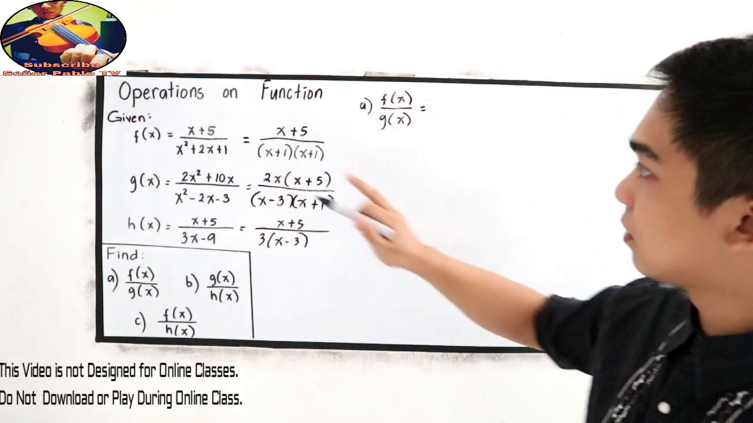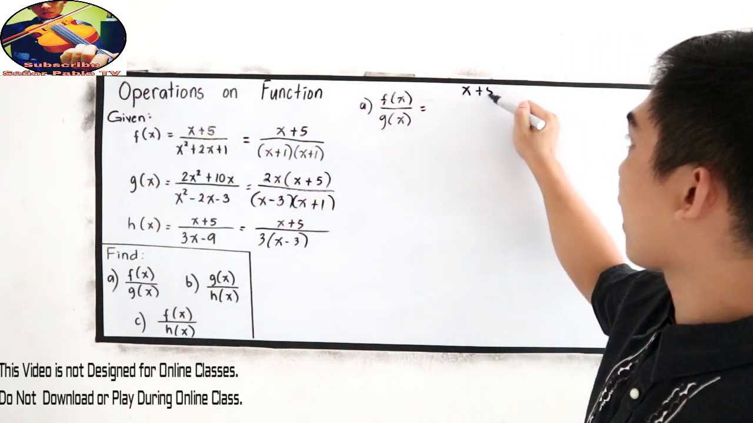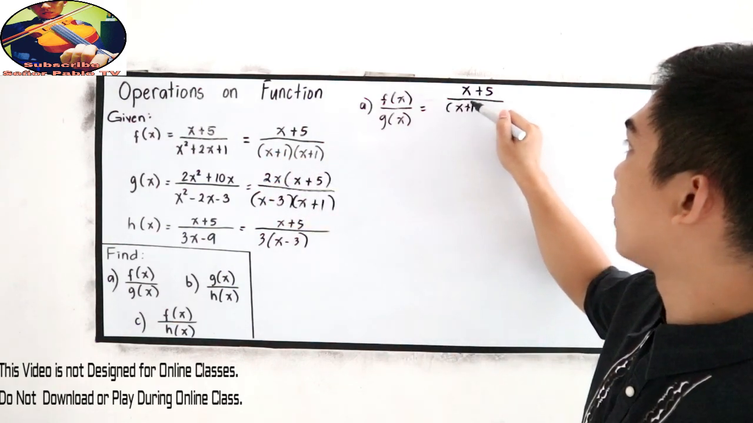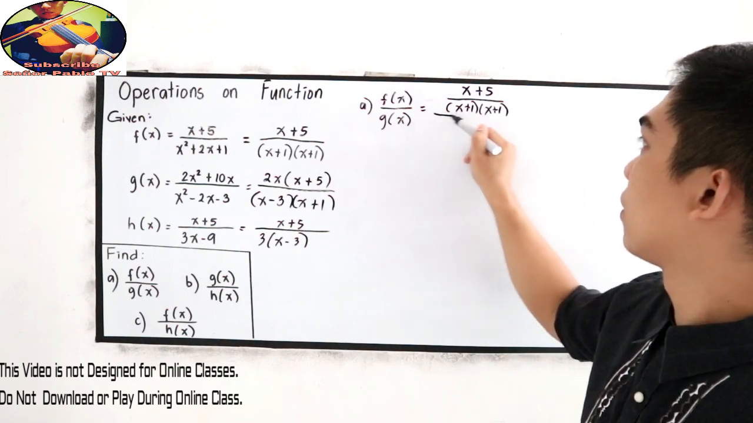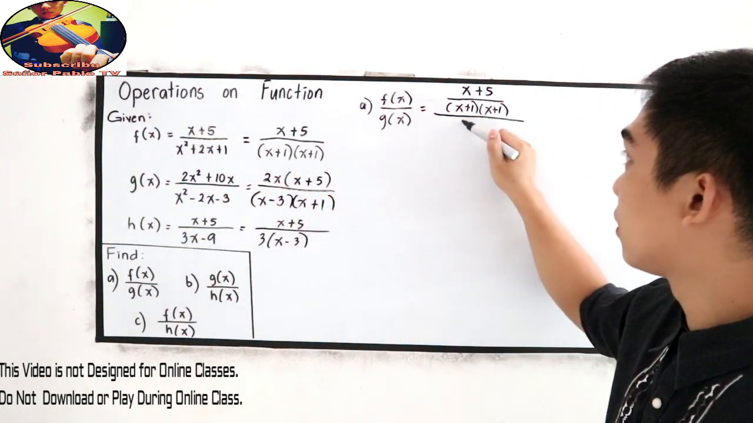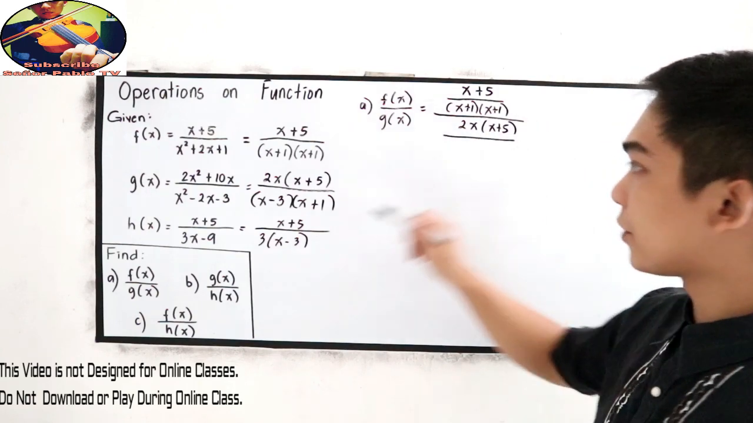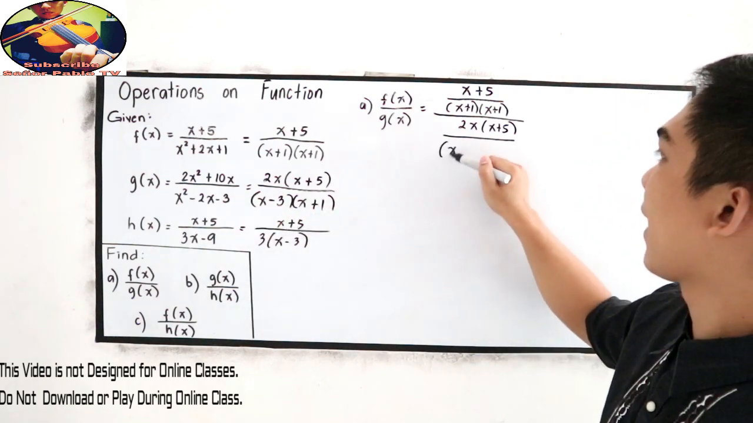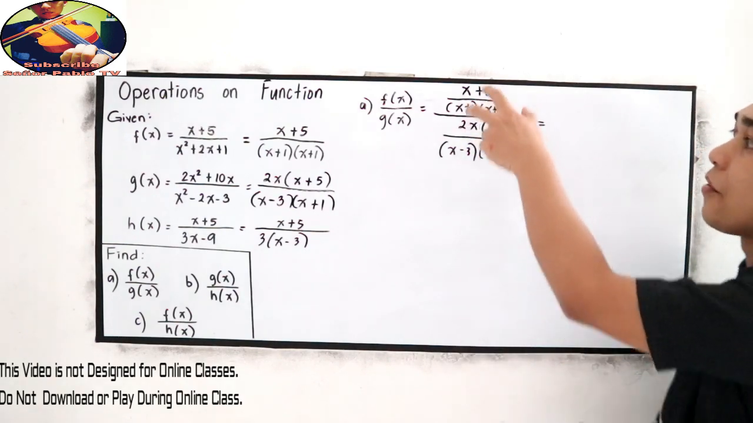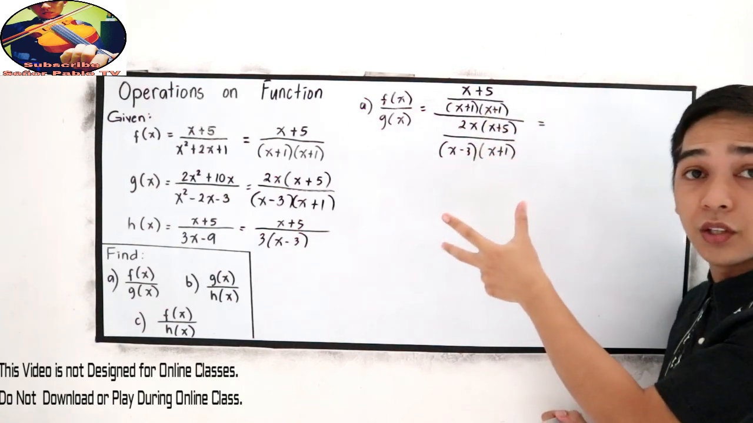Letter A, f of x all over g of x. So substitute. So f of x is x plus 5 all over, just copy the factored form, x plus 1 times x plus 1, all over g of x. G of x, we have 2x, quantity x plus 5, over x minus 3, x plus 1. Notice that we have a fraction in our numerator and another fraction in our denominator. So this is a complex fraction.